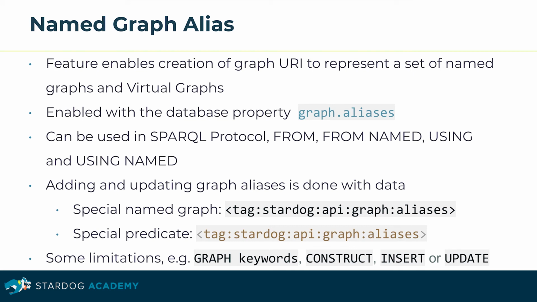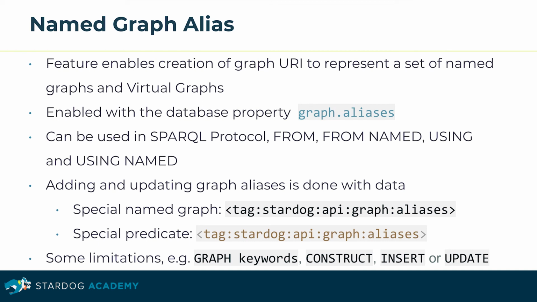And so for particular lenses of information and data that want to be shared, a graph alias is a nice way to group one or more virtual graphs and named graphs together and then query them uniformly without having to keep track of individually which parts of which graphs came from which data source. Now, adding the virtual graphs to the named graph alias does require us to create a special named graph called tag:stardog:api:graph:aliases. And from here, each alias would then have a predicate listing out the other named graphs that are associated with it. Now, there are some limitations to this feature.